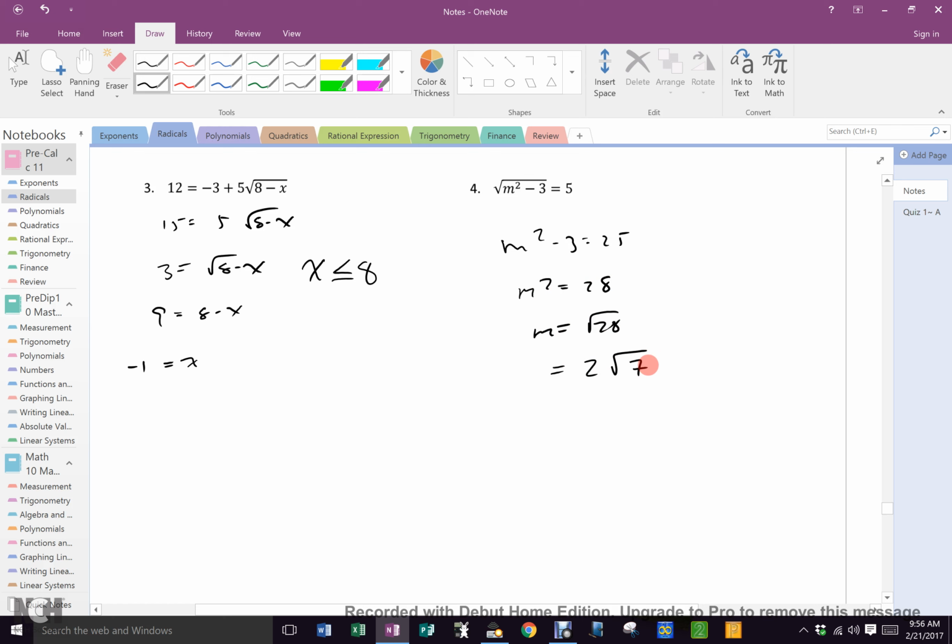Yeah? Now, question. Is it 2 root 7? Or is it plus or minus 2 root 7? Both. It can't be both. I'm going to leave that by itself.